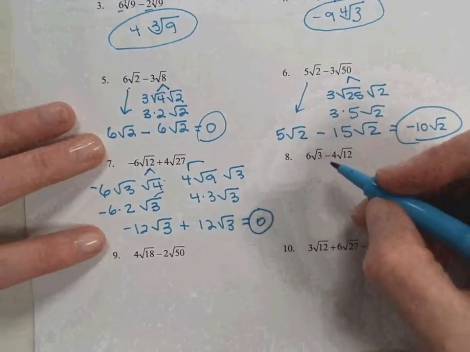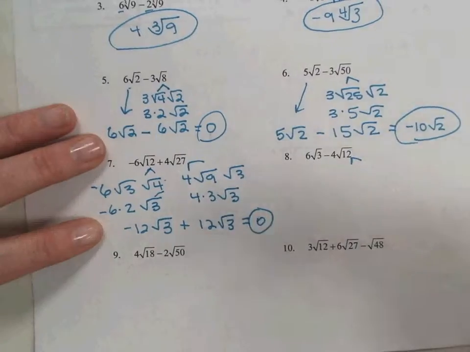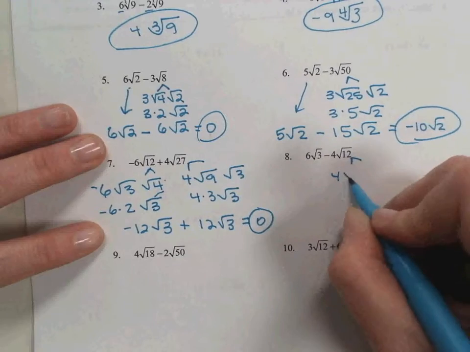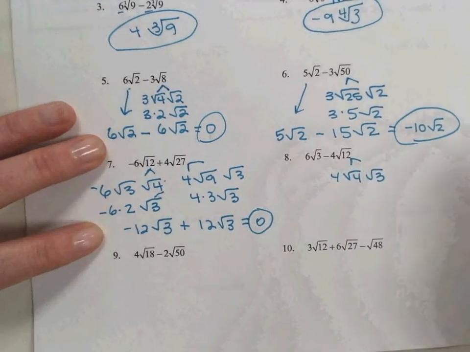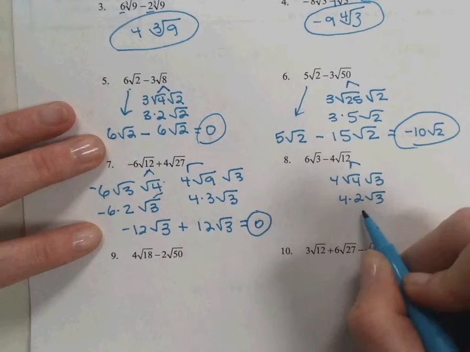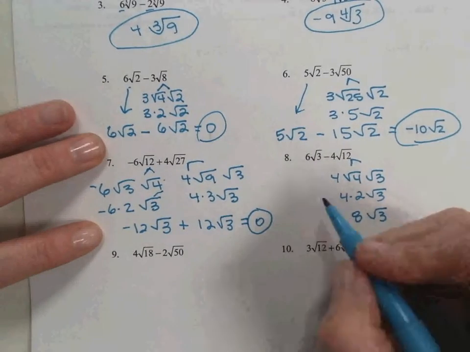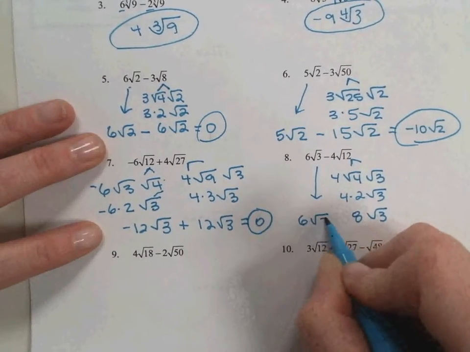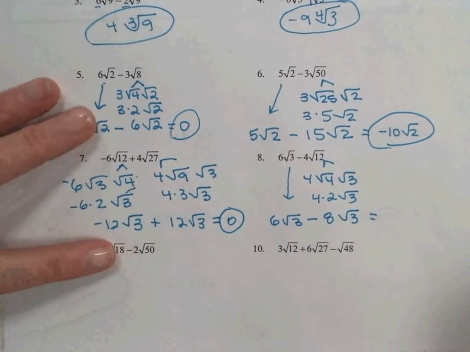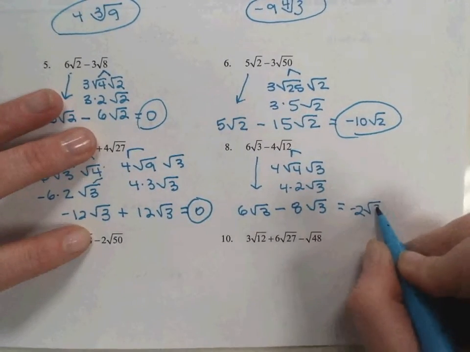Number 8. First one's already simplified. The 12 gets simplified again. Some of them we see frequently enough that you start to have them memorized. Square root of 12 can be simplified into radical 4, radical 3. So that's going to be a 4 times 2 radical 3 or an 8 radical 3. Bring down the first term, so 6 radical 3. Sign stays the same. So we have 6 radical 3 minus 8 radical 3. Negative 2 radical 3.